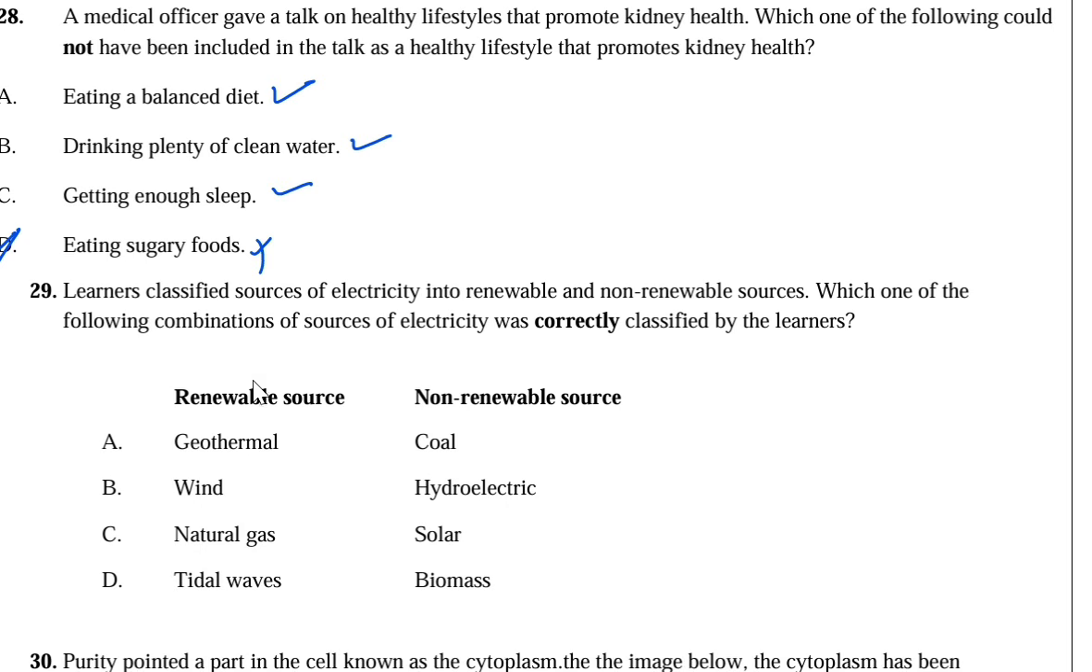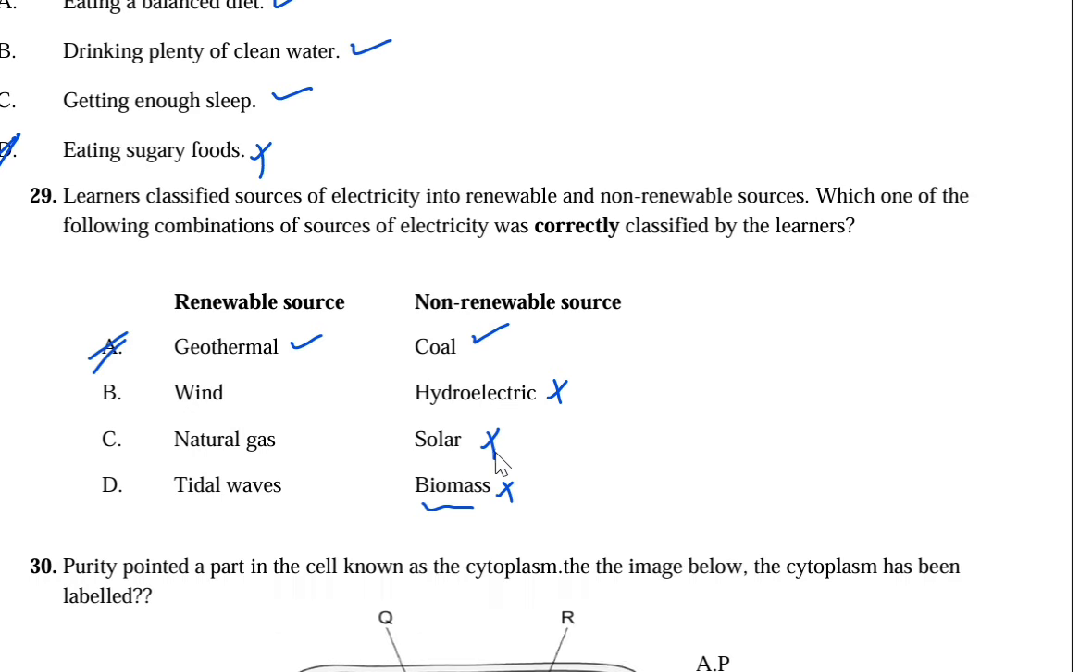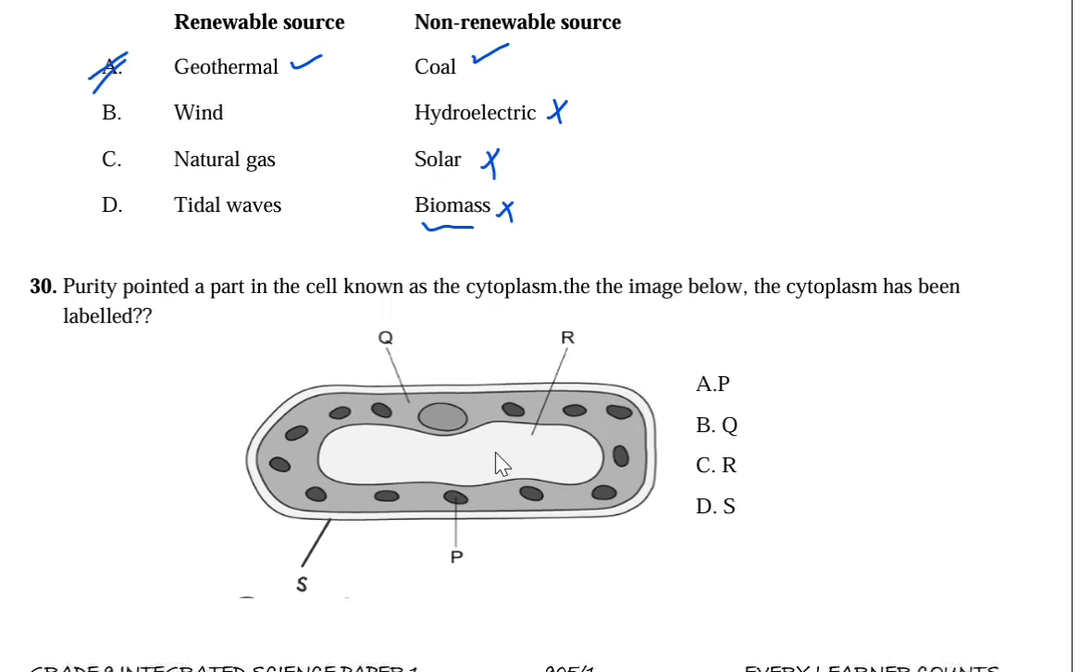So renewable means it can be replenished naturally. For example, for part B, hydroelectric is not non-renewable, it is renewable. Therefore, that is not correctly matched. Also, solar is renewable, not non-renewable. Also, biomass is renewable. And therefore, the one which is correctly matched is A. Geothermal is a renewable source, while coal is a non-renewable source. We continue to question number 30, which is the last part of section A.